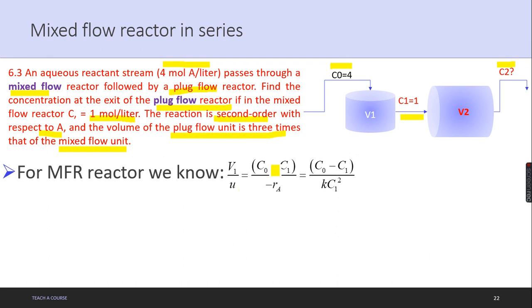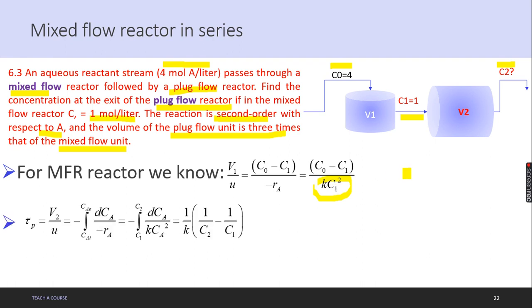V1 by U equals C0 minus C1 by minus RA. We are assuming here this reaction is going to be second order. So K into C1 square, because here the concentration is C1, try to understand. So C0 minus C1 by K C1 square.